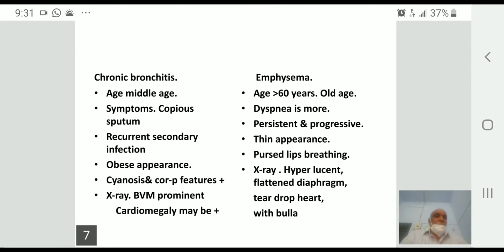The X-ray is typical in emphysema: hyperlucency in both lung fields, teardrop heart, ribs more horizontal, and domes of the diaphragm flattened or depressed. In chronic bronchitis, the X-ray is called a dirty X-ray, meaning the bronchovascular markings are prominent in both lung fields. You may see cardiomegaly in chronic bronchitis, and bullae formation in emphysema.